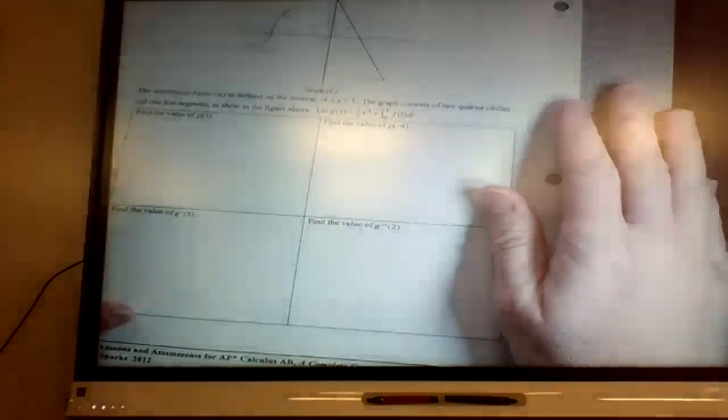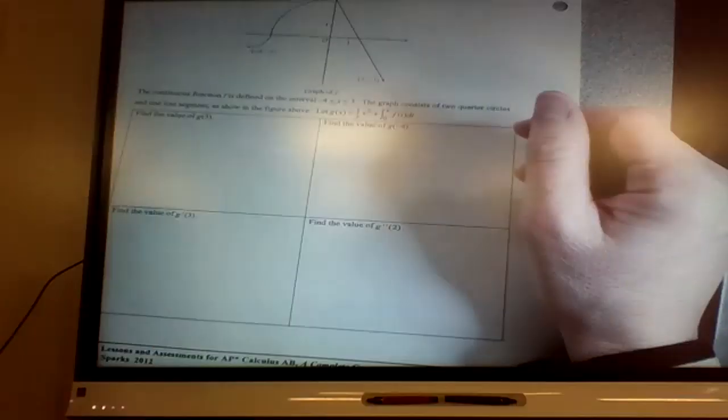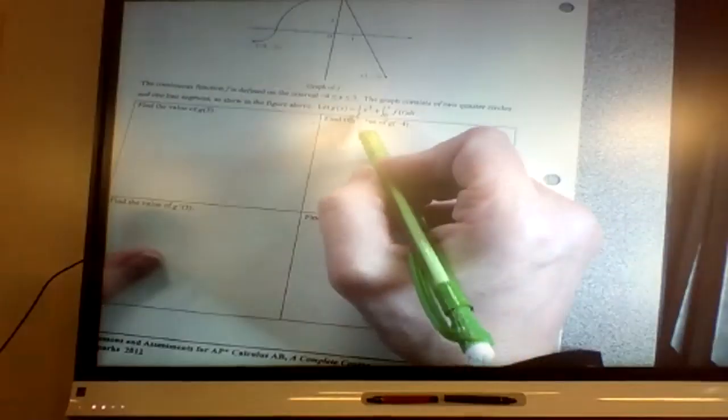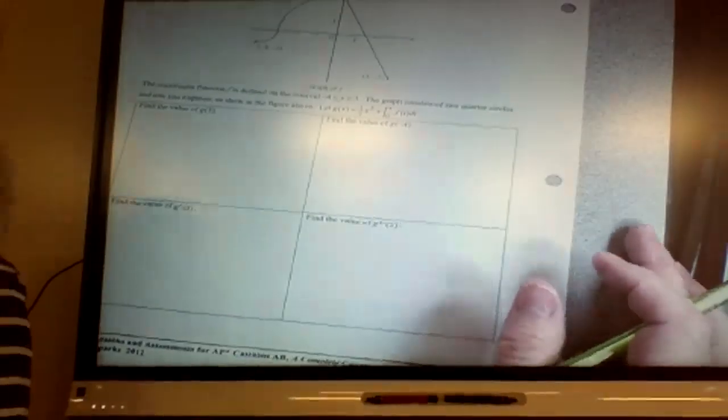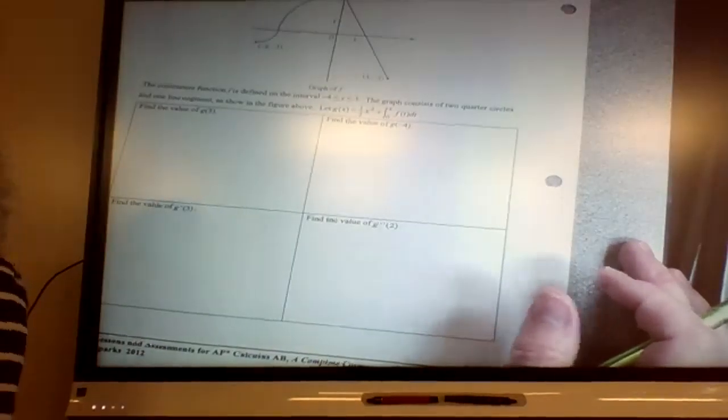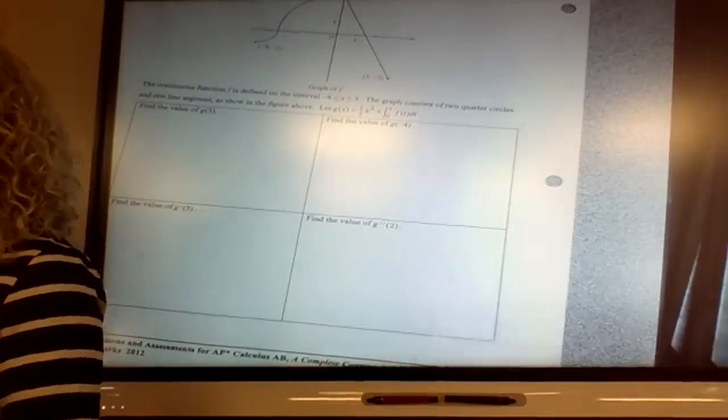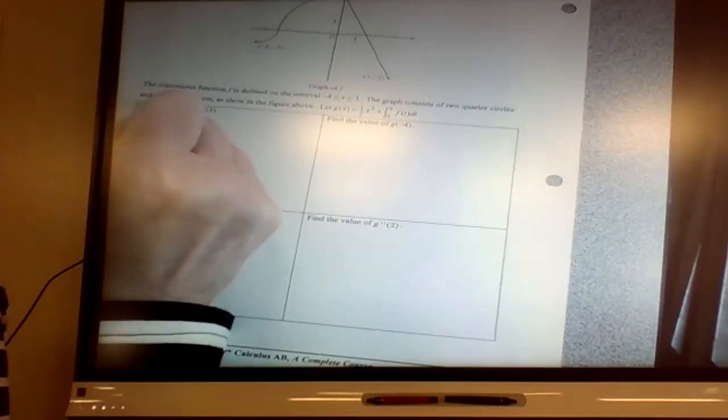All right, so we have this continuous function f from -4 to +3, and it consists of 2 quarter circles here and here, and 1 line segment. Let g of x equal 1/2 x squared plus the antiderivative from 0 to x of f of t dt. Yes. So g of 3. Okay. Let's just take it piece by piece.